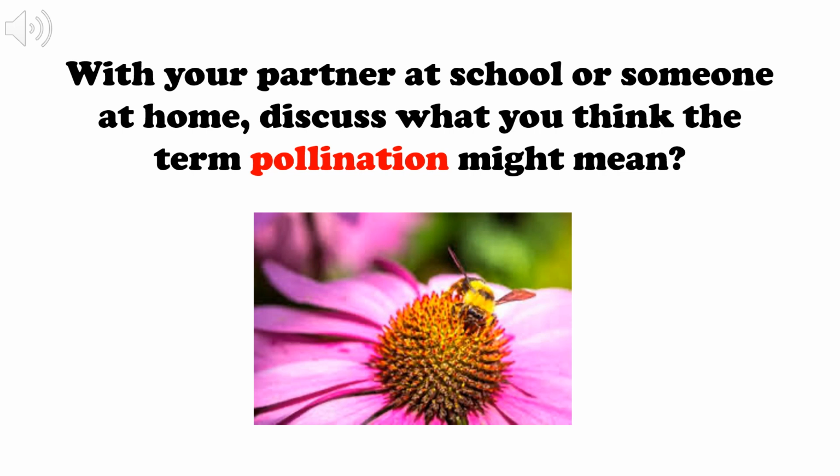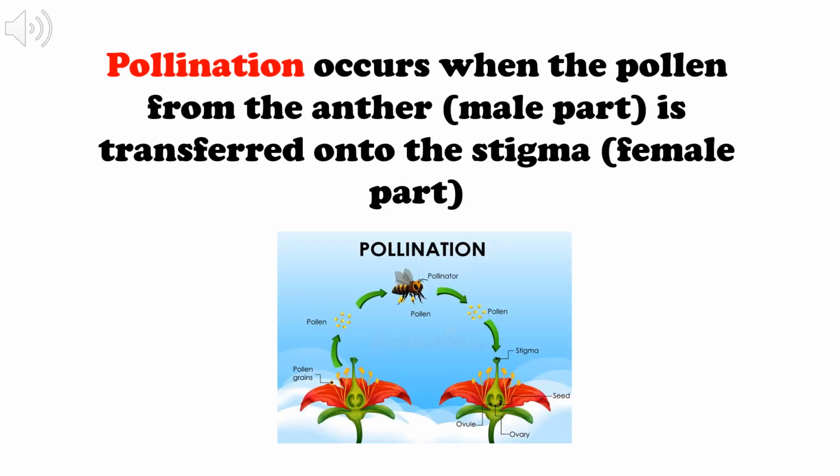With your partner at school or someone at home, I want you to discuss what you think the term pollination means. You can use a picture as a clue. Pollination occurs when the pollen from the anther is transferred onto the stigma.